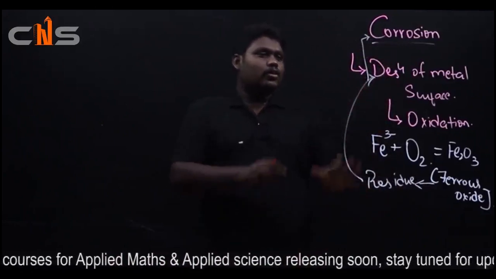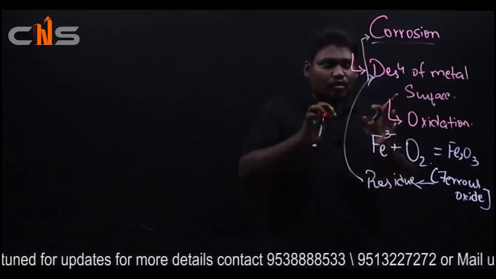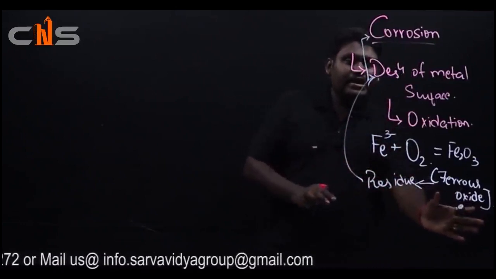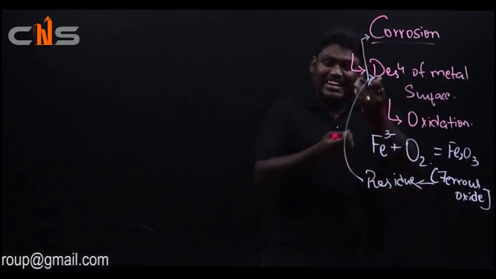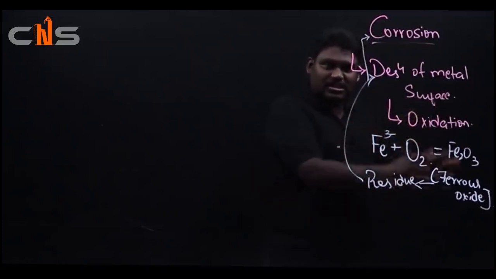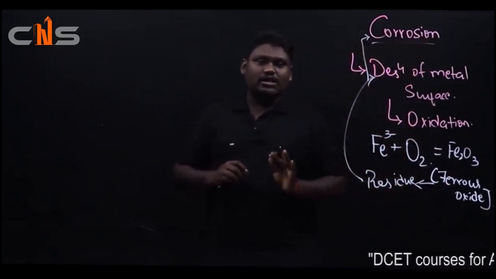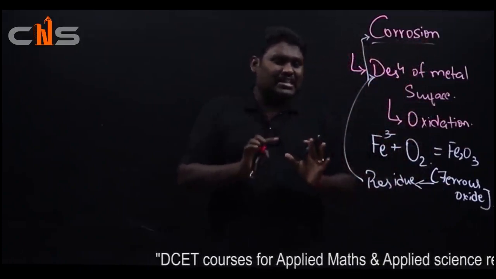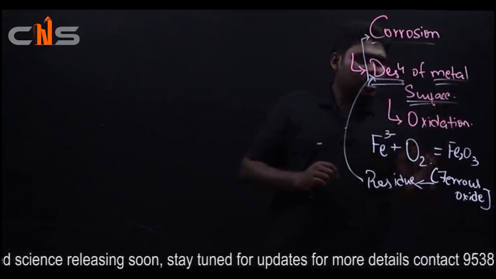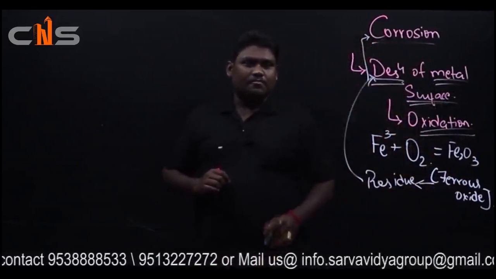Clear? So we can even define corrosion as deterioration of its material into its other components, that is in terms of oxides, which decreases the strength of the material due to the presence of oxygen in the atmosphere. That process is called as corrosion. So to remember easily, you can just remember destruction of metal surface due to oxidation is called as corrosion.